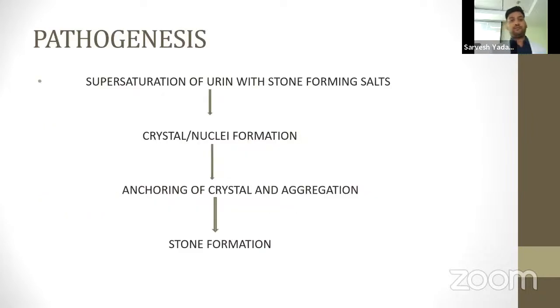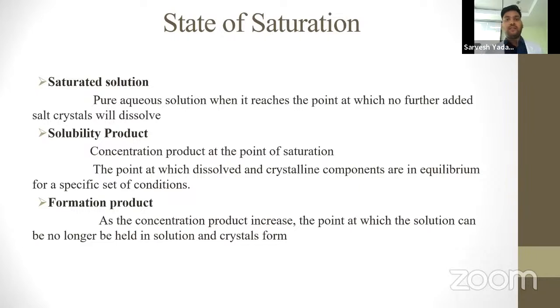Pathogenesis of urolithiasis. Simply, supersaturation of urine with stone forming salts, then crystal nuclei formation, anchoring of crystal and aggregation, and lastly formation of the stone. State of saturation. Saturated solution: a pure aqueous solution when it reaches the point at which no further added salt crystal is dissolved is called a saturated solution.